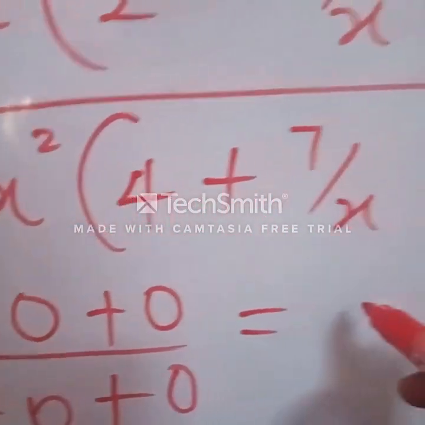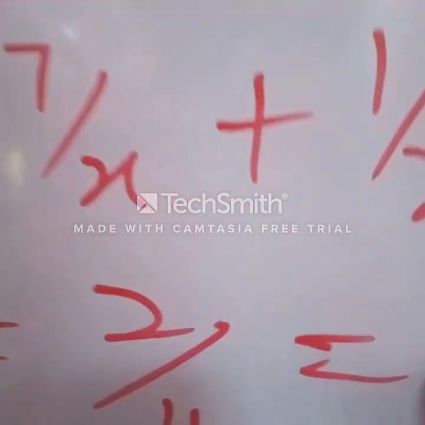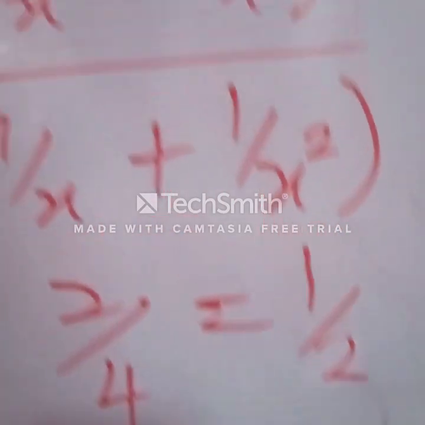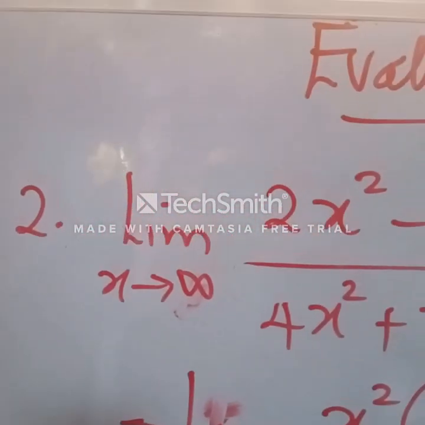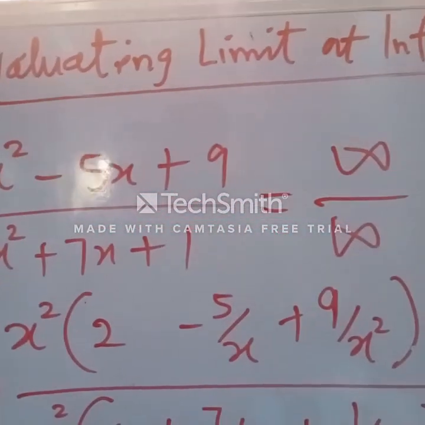So this becomes 2 divided by 4, and this is 1 over 2 accordingly. So the limit of this function as x becomes large is 1 over 2.